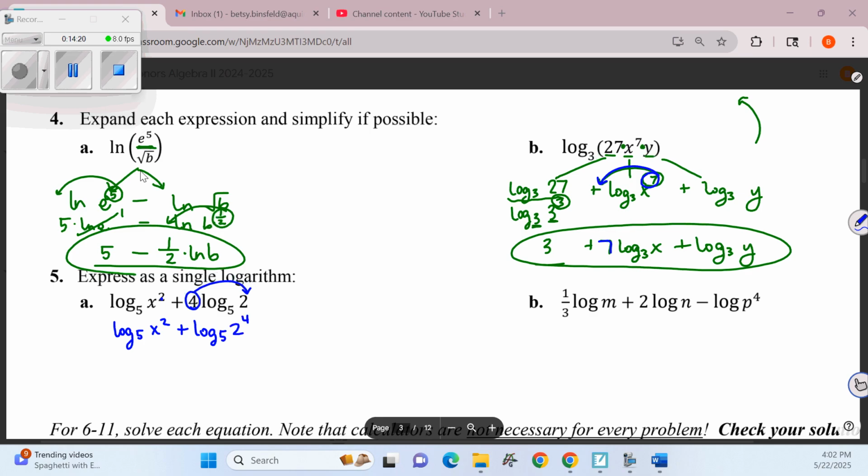the 4th. This is 2 logs connected by addition, so it's going to be put together into a single log connected by multiplication. So x squared times 2 to the 4th, all inside of the log base 5. You could probably do one more cleanup job on this because 2 to the 4th is 16, so this is the same thing as log base 5 of 16x squared.